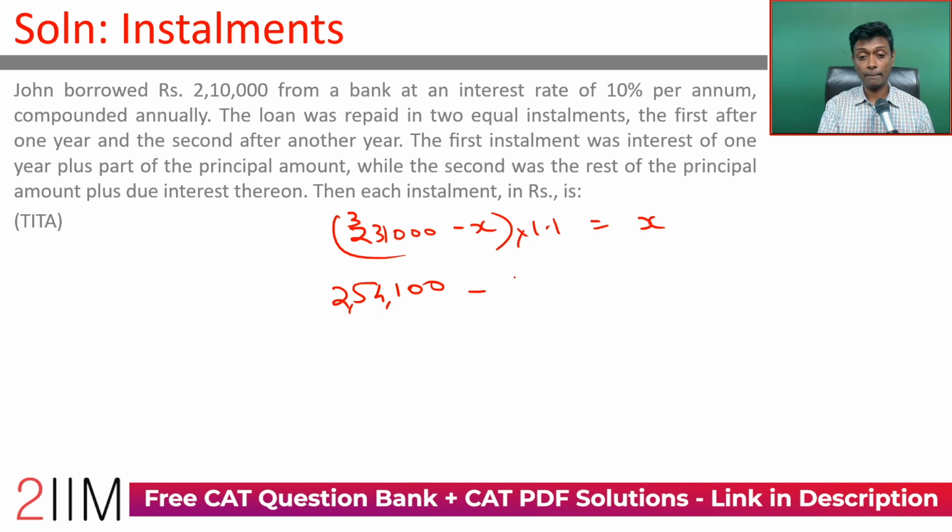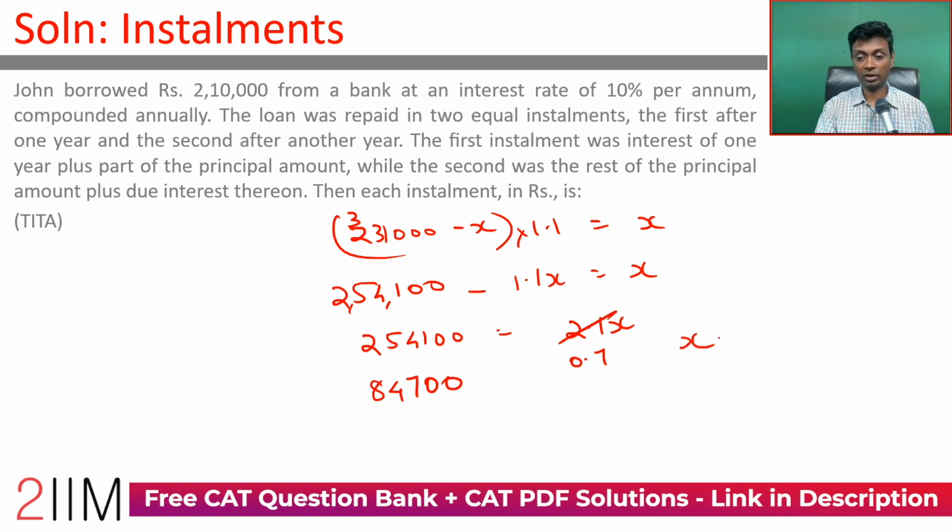2,54,100 minus 1.1x equals x. 2,541,000 equals 2.1x. So let's divide by 3 first. This will become 0.7. This is 8. 14 would be 4. And 21 would be 7.